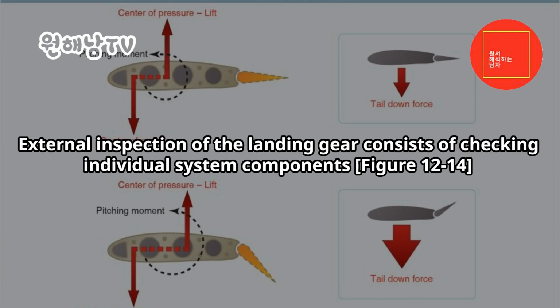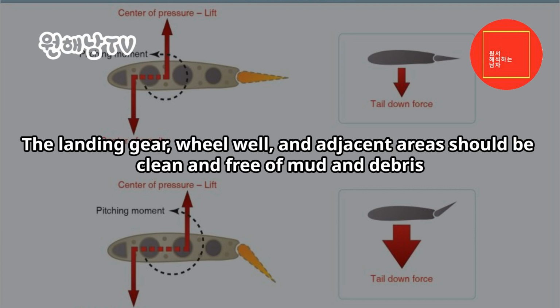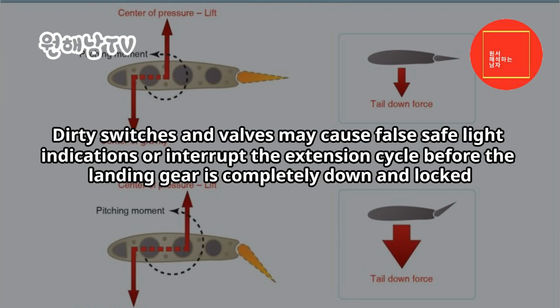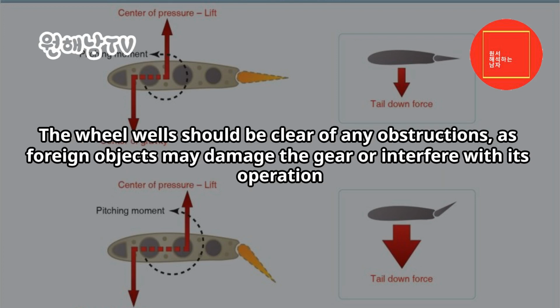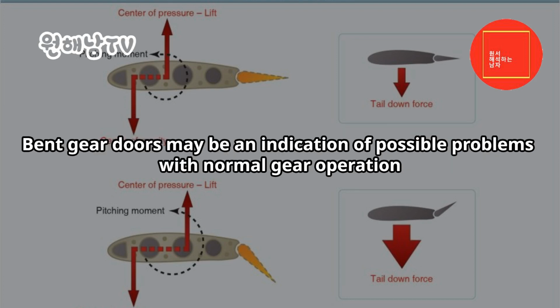Figure 12-14. The landing gear, wheel well, and adjacent areas should be clean and free of mud and debris. Dirty switches and valves may cause false safe light indications or interrupt the extension cycle before the landing gear is completely down and locked. The wheel wells should be clear of any obstructions, as foreign objects may damage the gear or interfere with its operation. Bent gear doors may be an indication of possible problems with normal gear operation.